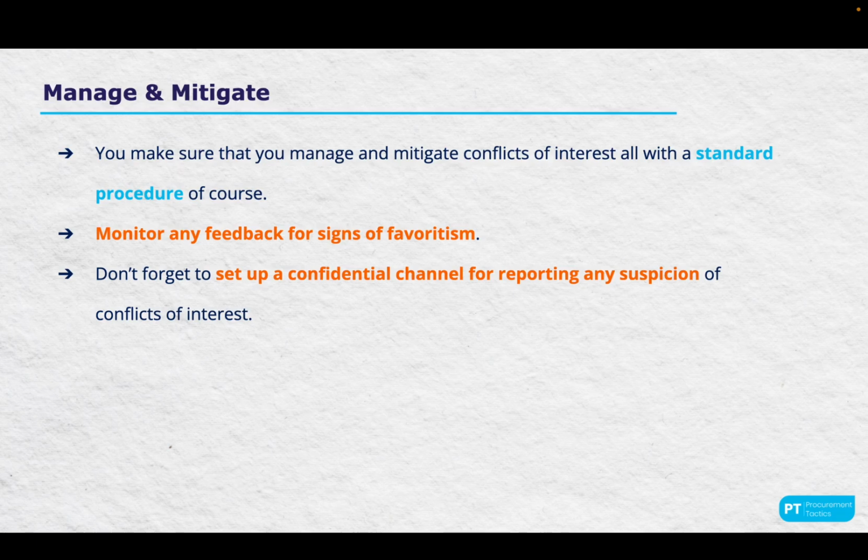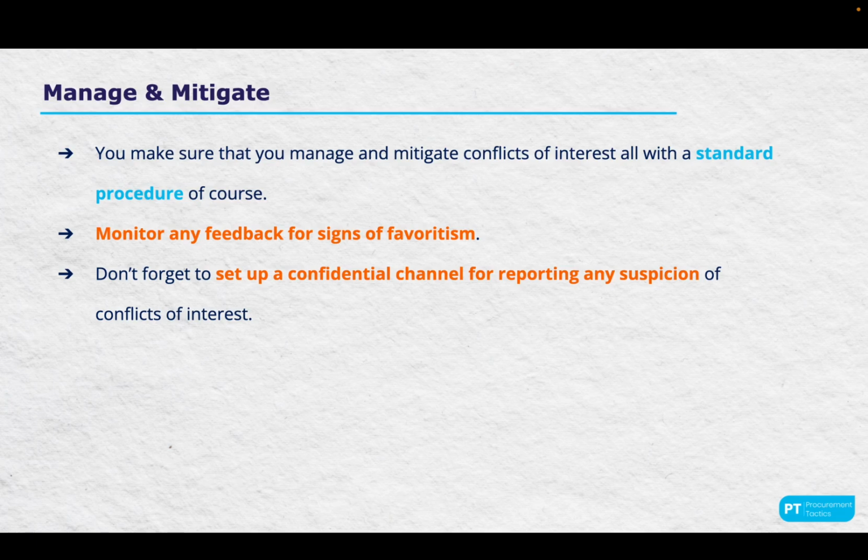In this step, you make sure you manage and mitigate conflicts of interest, all with a standard procedure, of course. Make sure that your monitoring system is efficient in tracking supplier performance and other concerns like payments and incentives. The more thorough, the better. Also, monitor any feedback for signs of favoritism. Don't forget to set up a confidential channel for reporting any suspicion of conflicts of interest.